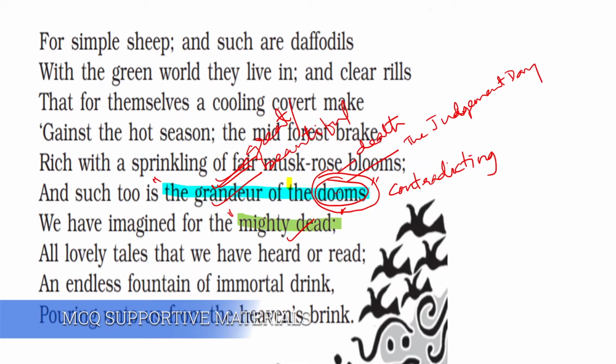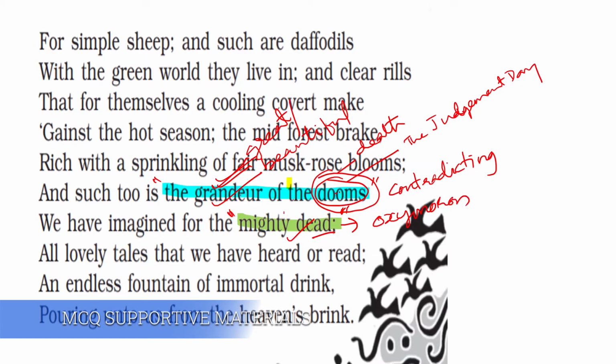Look at the next phrase. Mighty dead. Mighty means powerful. Dead means without any strength at all. So these two words come together. So this is the poetic device of oxymoron.